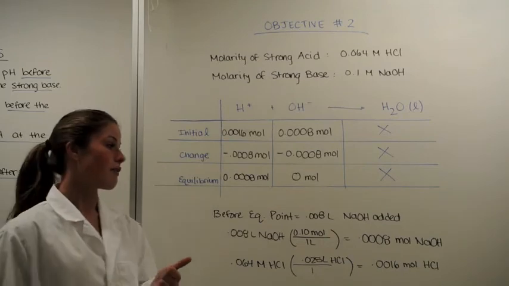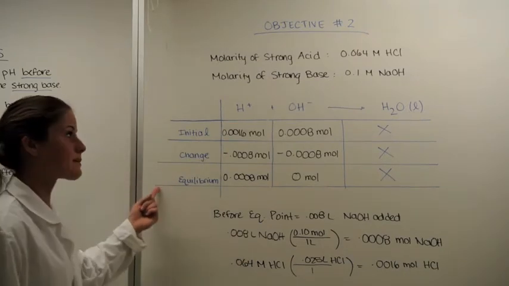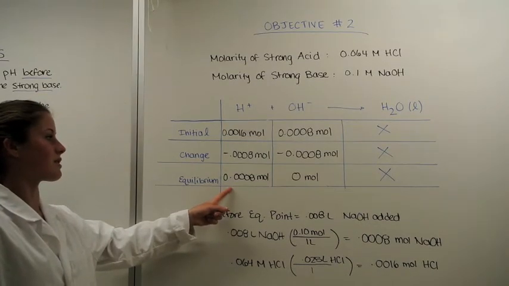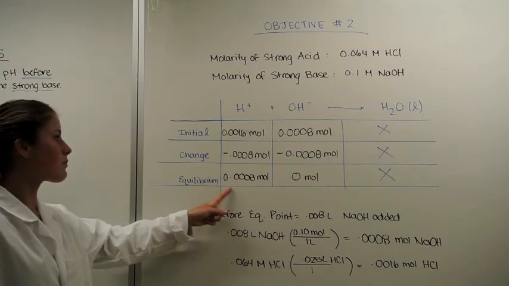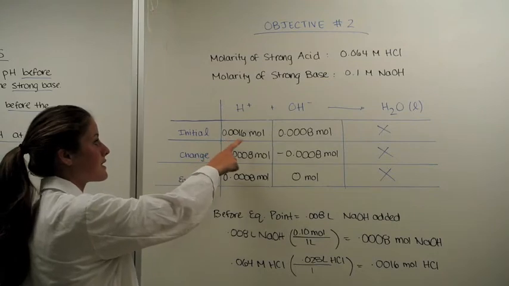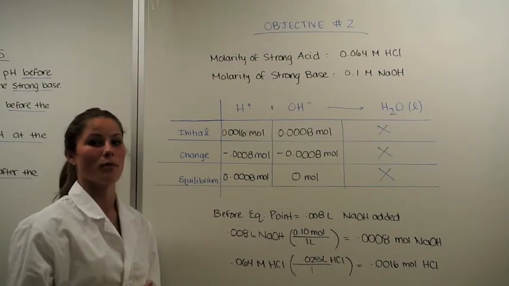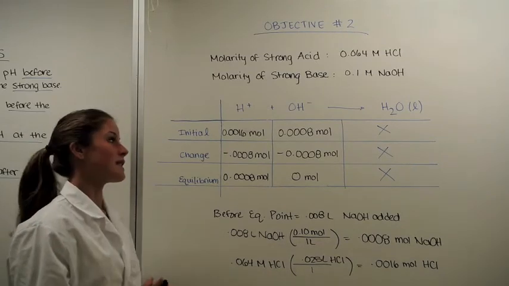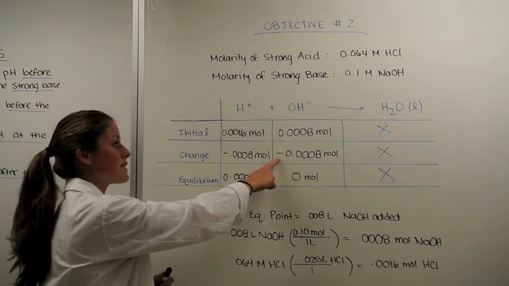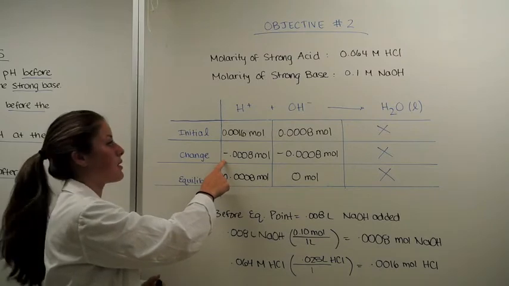Now that we have the moles of the NaOH and the moles of the HCl, we can use an ICE problem to determine the concentration of H+ after 8 milliliters of the NaOH was added. To do this, the initial number of moles of H+ was 0.0016, and the initial number of moles of OH- was 0.0008 moles. Since we are going to end up with 0 moles of OH- in the end, we need to subtract 0.0008 moles from 0.0016 moles of H+.